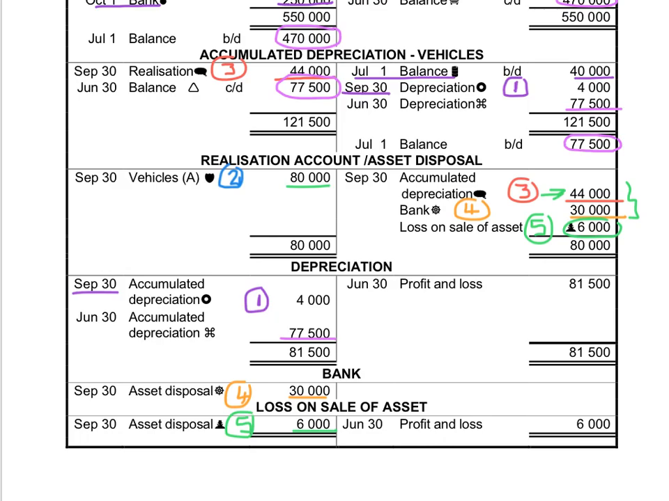The nominal accounts will be closed off to the profit and loss account, so I will add up the depreciation on the debit side and transfer the total amount to my profit and loss as expense. The loss on sale of asset will also be transferred to the profit and loss as an expense of 6,000 rand.